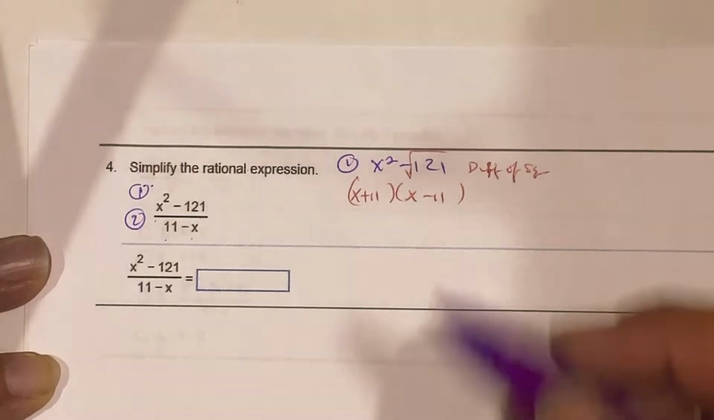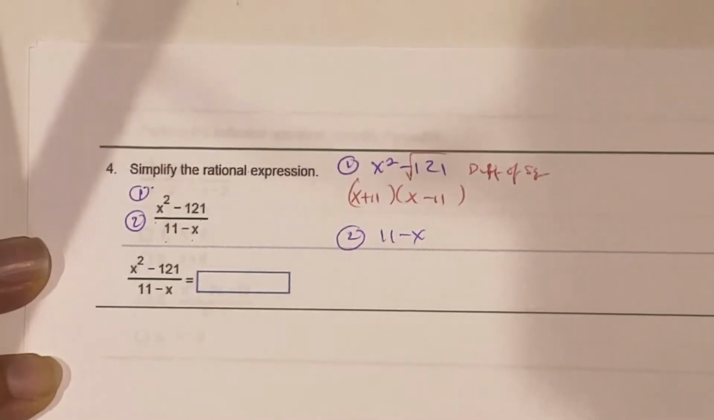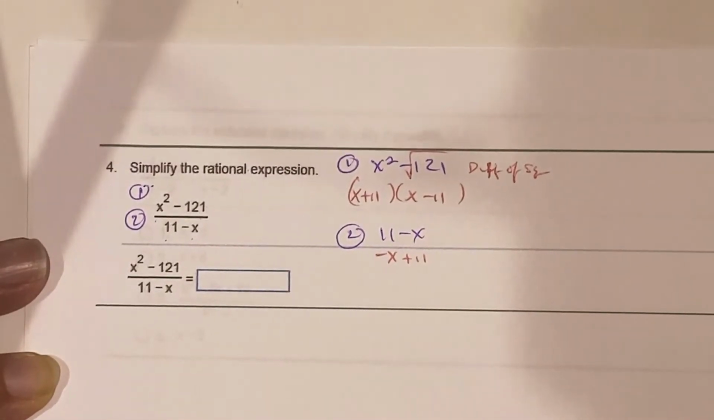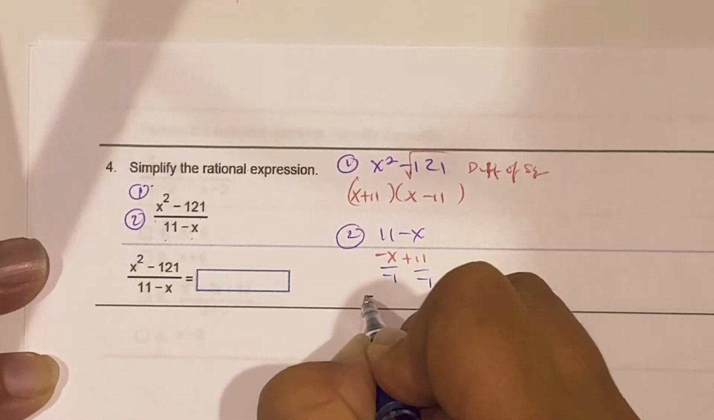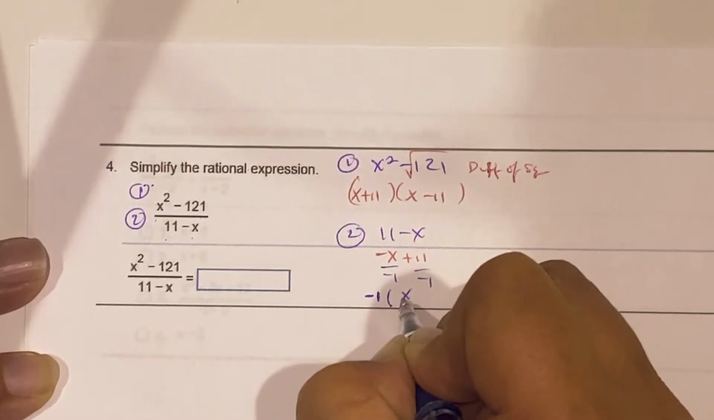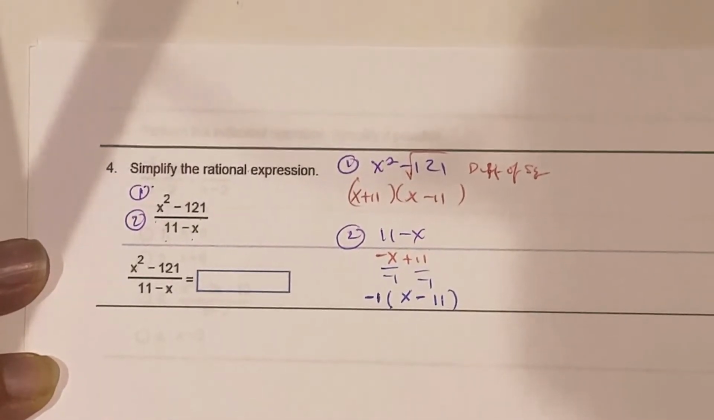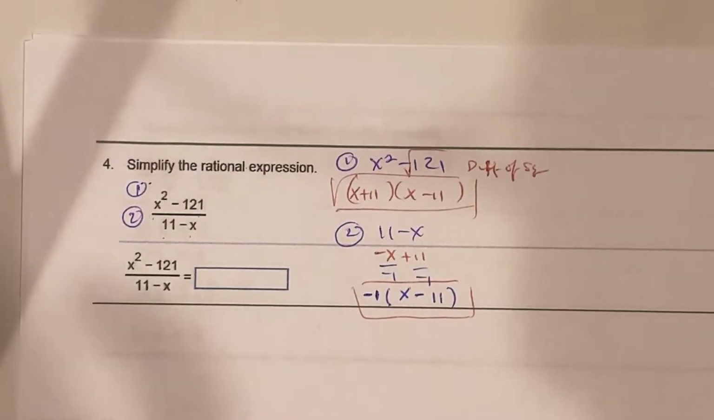Then we go to number 2. And number 2 says 11 minus x. So I'm going to rewrite this to say negative x plus 11. And then I don't like the negative at the beginning, so I'm going to factor out a negative 1 out of both of them. So I'm going to write negative 1 parentheses, x is now positive, minus 11 on the inside. So we have our first one and our second one.